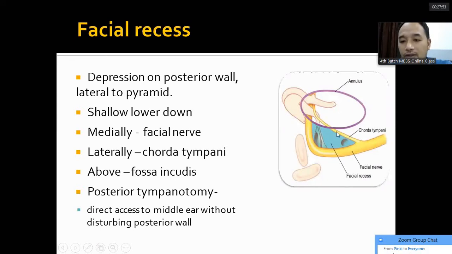The importance of the facial recess is that we can reach the middle ear in middle ear surgery without raising the tympanic membrane. This is the posterior entry to the medial wall. It gives direct access to the middle ear without disturbing the EAC, the canal wall.